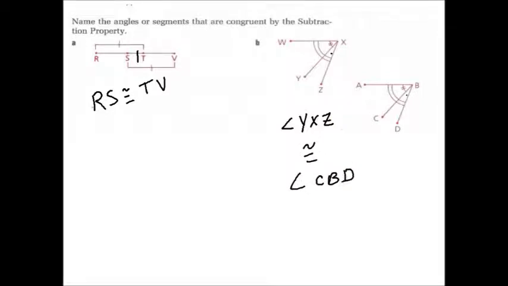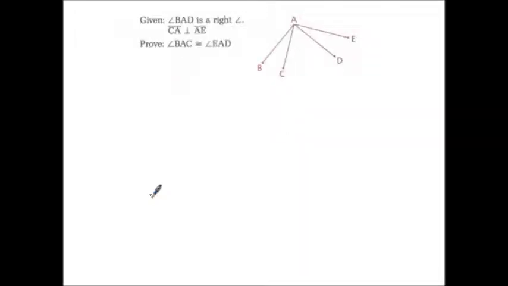What do you think? Not so bad? I don't think so. Alright, so let's get started with our first proof. Angle BAD is a right angle, CA is perpendicular to AE, and angle BAC is congruent to angle EAD. So here we go. Let's have our statements and reasons.